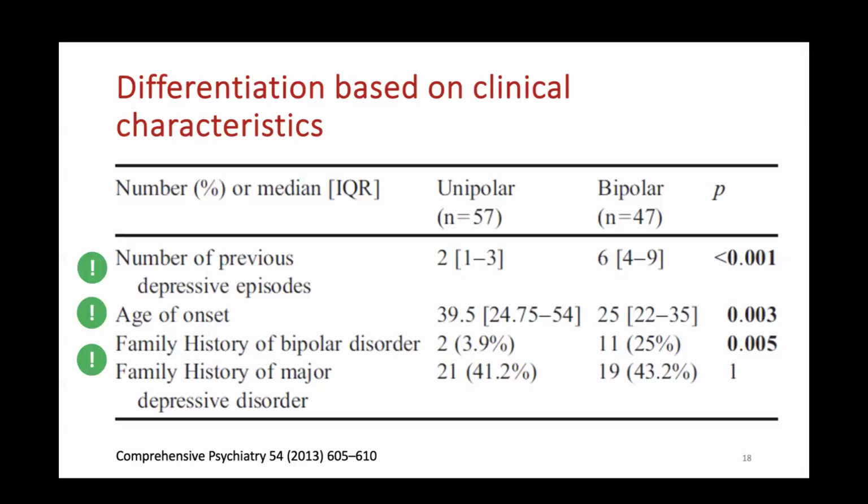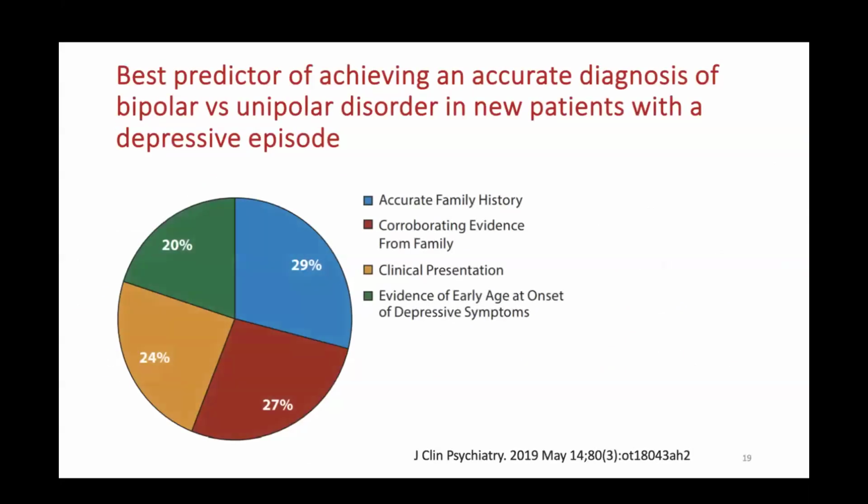If you go through this, if you look at the number of previous depressive episodes in unipolar, it is generally 2, but in bipolarity, it is around 6 episodes of depression. Age of onset in bipolarity is early. In unipolar depression, it is later on. Family history of bipolarity is high, 25% in bipolarity. Bipolar depression is only 3% in unipolar. Family history of major depressive disorder is 42% in unipolar depression, whereas it is 43% in bipolarity. I have an interesting slide which I'll be discussing later on.